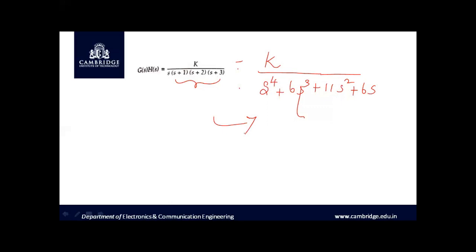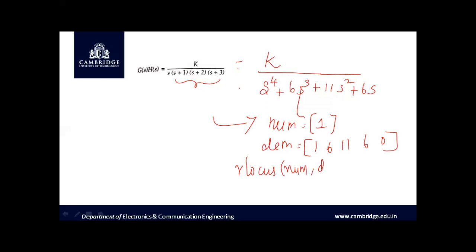Now the numerator polynomial is 1, and in the denominator polynomial the s power 4 coefficient is 1, the s cube coefficient is 6, the s square coefficient is 11, and the s coefficient is 6, and we don't have any constant term, so I can write it as 0. Now the Matlab command is very simple: rlocus of num comma den. If you type this command, you can get the root locus plot very easily.